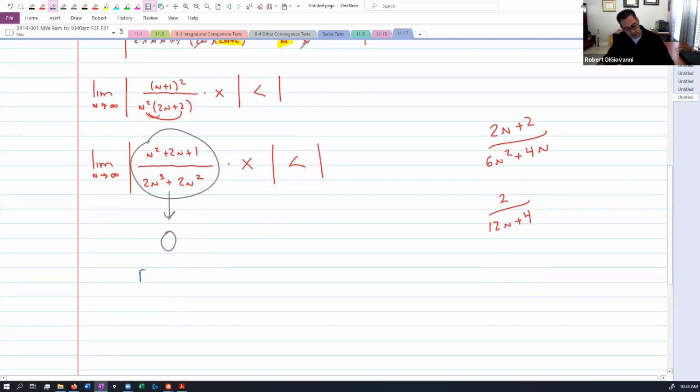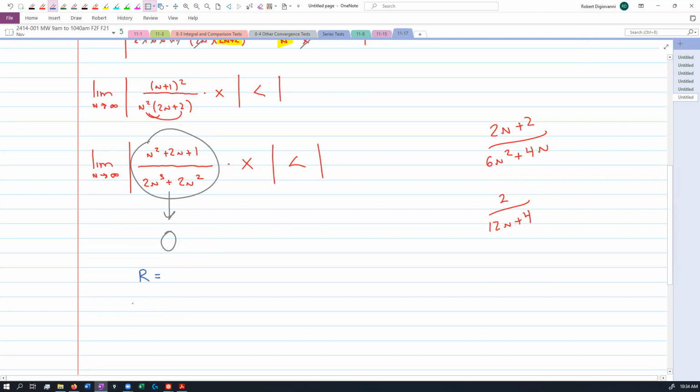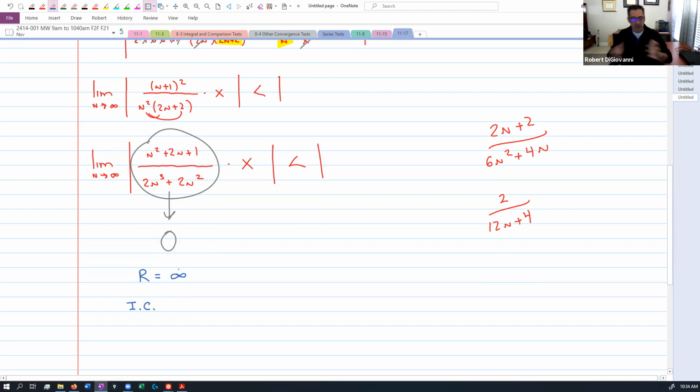What's the radius of convergence? Infinity. Infinity, because basically what we're saying is that you can let x be anything, both directions forever. And that means the interval is actually all real numbers. Those are the easiest types of power series to find the interval of convergence and radius of convergence of.